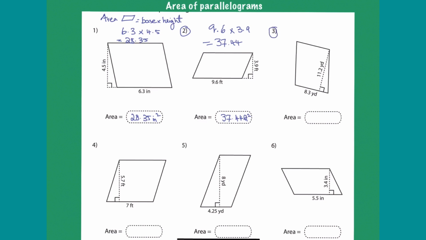Okay, finally, let's try and do number 3 as well before you go on to do your own. So over here, your base is 8.3 and your height is 11.2. So base times height is 8.3 times 11.2. And so when you calculate 8.3 times 11.2, your final answer is 92.96. So you'll have 92.96 square yards. And that's your final answer over here.